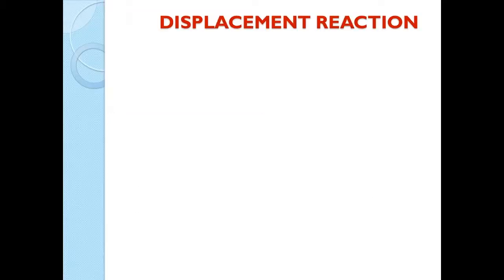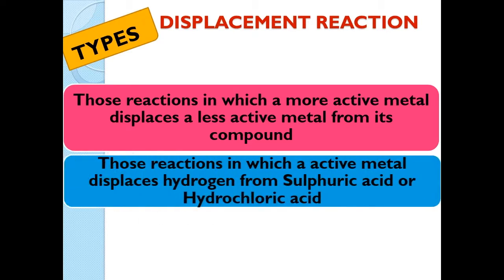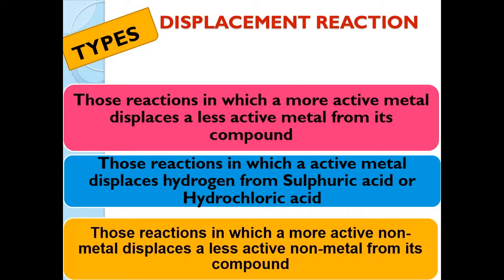Now you understand that displacement reactions are those reactions in which more reactive element displaces less reactive element from its compounds. Types of displacement reactions. Those reactions in which a more active metal displaces a less active metal from its compound. Those reactions in which an active metal displaces hydrogen from sulfuric acid or hydrochloric acid. Those reactions in which a more active nonmetal displaces a less active nonmetal from its compound.